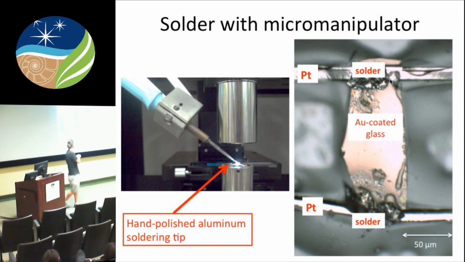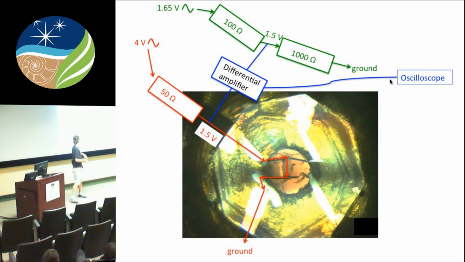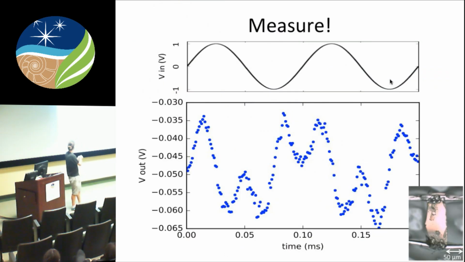I think there's no contact resistance. Anyway, I put water in the cell, closed it down, and it held pressure, and the resistance was 22 ohms total from this side to that side. So then I could use the same circuit that I had developed, run current through it, and measure these higher harmonics of voltage that tell me the temperature is changing.